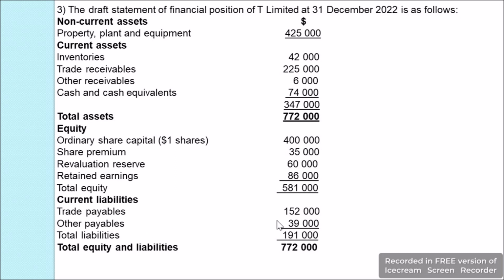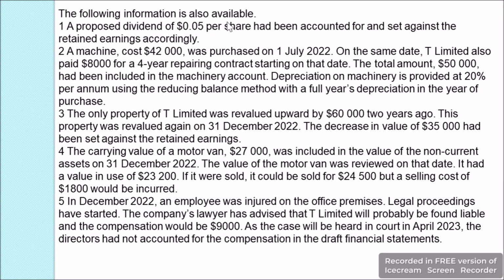$581,000. Current liabilities, in which we have trade payables, are $152,000. Other payables are $39,000. The total liabilities are $191,000. The total equity and the liabilities together are $772,000. The following information is also available. A proposed dividend of 5 cents per share has been accounted for and set against the retained earnings accordingly.